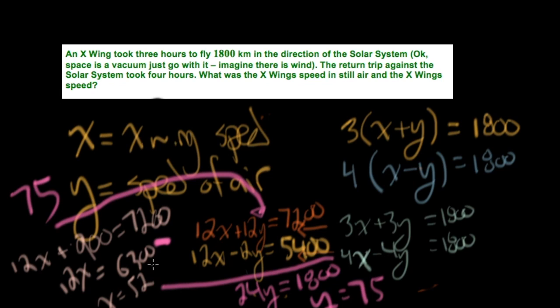And that's going to be the speed of my x-wing, which sounds about right. So my x-wing was traveling at 525 kilometers an hour with an extra speed of 75 by the wind. So that's how you set them up. There are many different questions. I can give you probably like 5 or 6. You want to try different ones where different things are unknown. So definitely do lots of practice on these ones because these are the ones that typically trip up students.